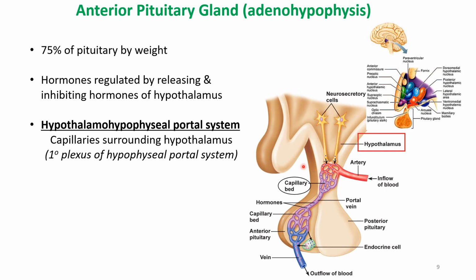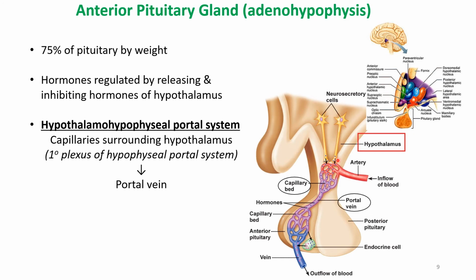So we start off with a capillary bed called the primary plexus of the hypophyseal portal system. This capillary bed is going to be surrounding the base of the hypothalamus here. And all of these nuclei that are making hormones are going to be secreting them into this primary plexus, or this capillary bed surrounding the base of the hypothalamus.